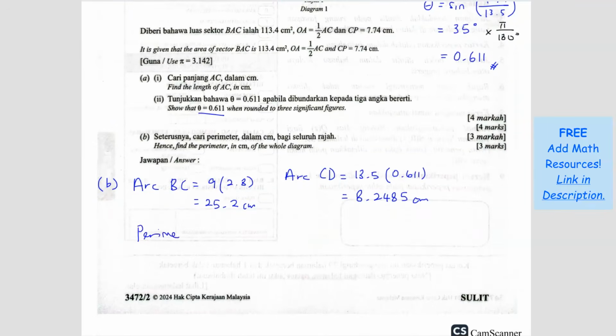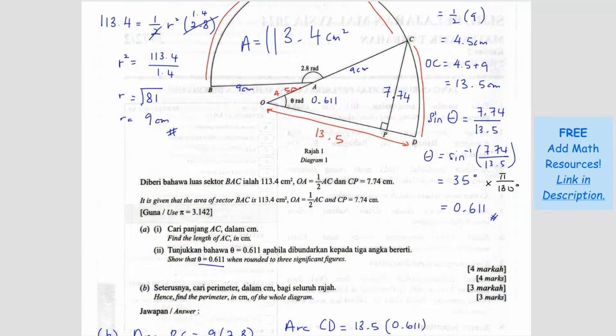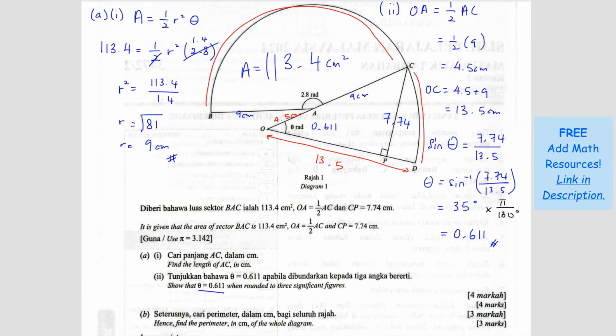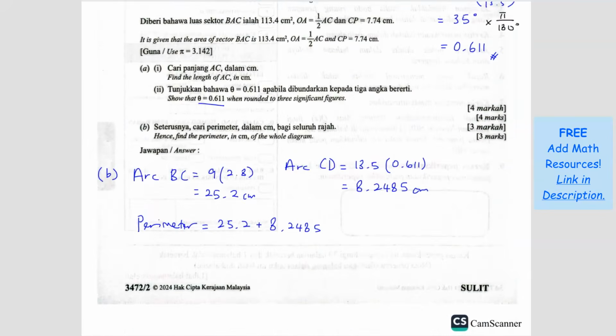So we want to find the perimeter. The perimeter will be the two arcs added together, so 25.2 plus 8.2485. And then the radii: you got 13.5, 9, and also 4.5. Yeah, so that's about it. You add all of them together, and you should get your answer 60.4485 cm. Okay.